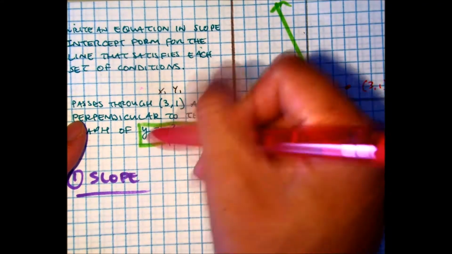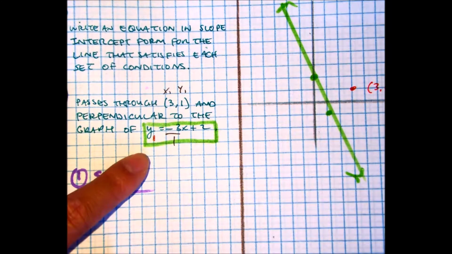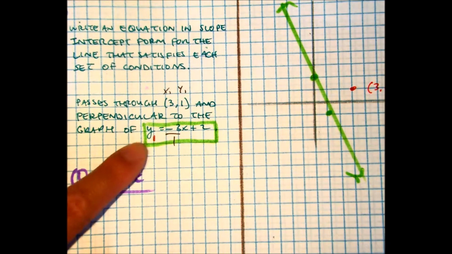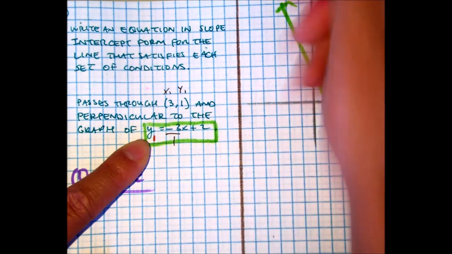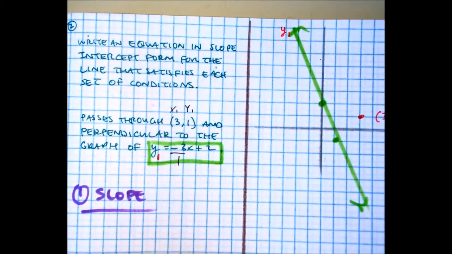So we'll call this one equation y1. y1 represents line 1. Class, what does that mean? Line 1. You can label your lines. They like names. You like names.